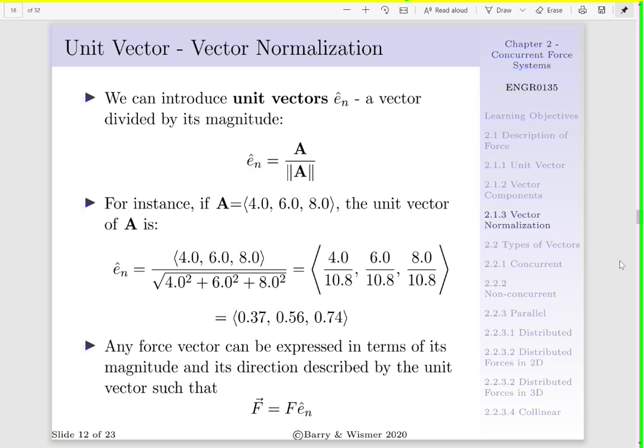Taking into account two significant digits, e hat sub n would be 0.37 in the x direction, 0.56 in the y direction, and 0.74 in the z direction. The unit vector is quite helpful, for it tells us what proportion of our vector is existing in our principal directions. Furthermore, we can express our vector f by multiplying its magnitude times our unit vector, describing vector f. Our unit vector is going to be bounded between 0 and unity in our principal directions, and when we take the magnitude of our unit vector, it should be equal to unity.